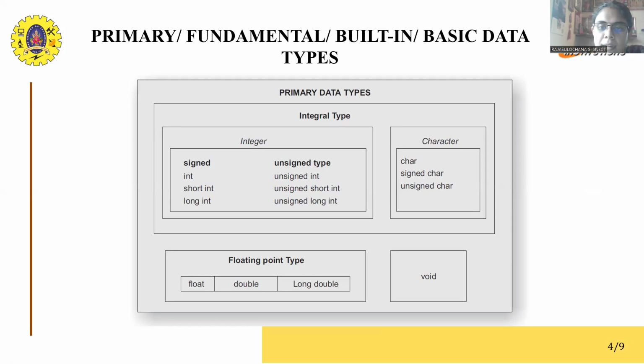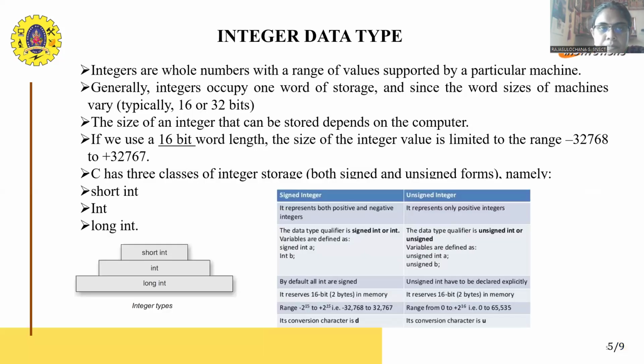In case of character, again, we have a normal character type, signed character, and unsigned character. For floating point type, we have three types. One is float with lower decimal precision, double with higher decimal precision, and long double with even higher decimal precision. And void data type, which is the null data type.